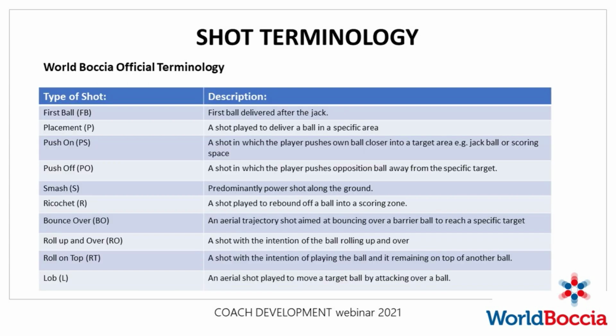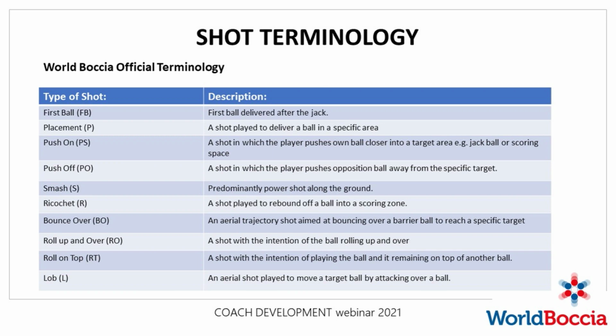We're quickly going to start on shot terminology to refresh everyone's minds about the World Boccia official terminology. I won't spend too much time here, but we've got first ball, which is the first ball delivered after the jack. Placement shot, which is the shot played to deliver a ball in a specific area. Push shot, a shot in which the player pushes their own ball closer into a target area. The push off is a shot in which the player pushes opposition ball away from the specific target area. A smash shot, predominantly a power shot along the ground, normally used to either open up the jack or completely smash away an opponent's ball or multiple balls.